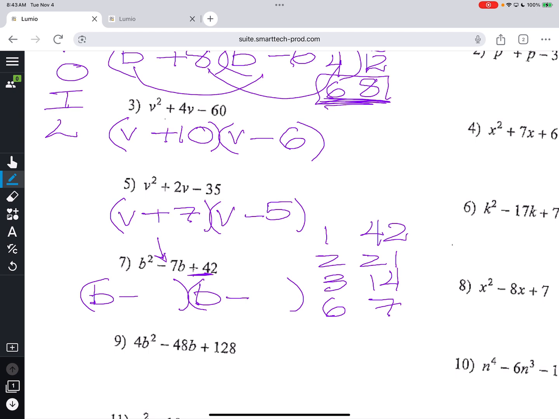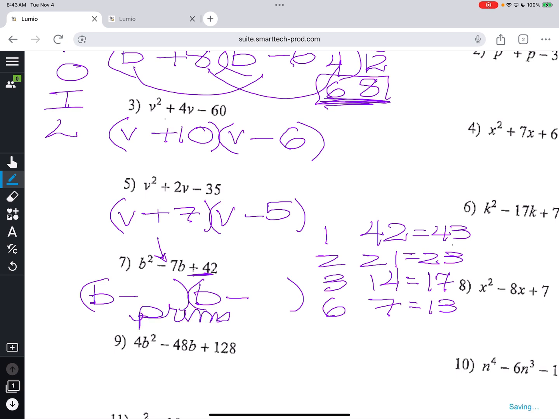Equals 13. Oh, it has to equal 7. So we have 43 and 23. And when we add this, we have 17, and we have 13. So we have to keep going. No, there's nothing to keep going with because we would start over with 7, 6. So is it no solution? All right, it's prime.